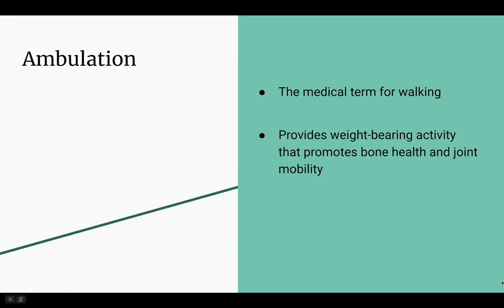Ambulation is the medical term used for walking. Ambulation provides weight-bearing activity that promotes bone health and joint mobility. A physical therapist will determine if a person can safely walk independently, with the assistance of one or two people, or if they require an assistive device such as a cane or walker. This information is documented in their nursing care plan.